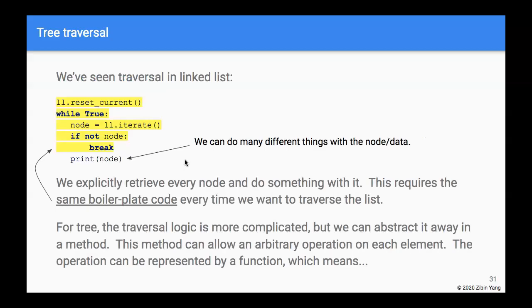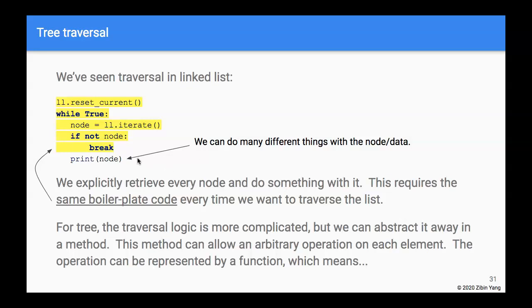Now, we've seen traversal before in linked lists. In a linked list, what we did was have some sort of current pointer pointing to a particular node in the linked list, and then we loop through, and as long as that current node is pointing to a valid node, we do some arbitrary operation on that node. In this example, it just prints it out, but we're not limited to printing it out, right? We can do other things.